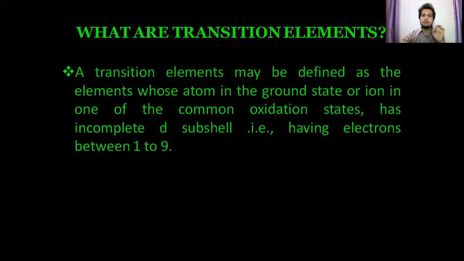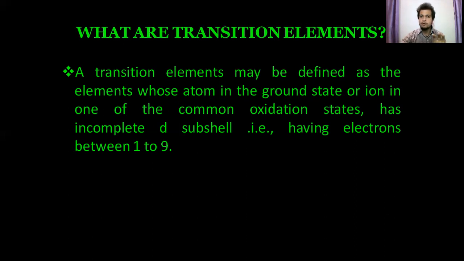A transition element is one whose element in the ground state, in the normal neutral state, or in one of its common ions, every element will have some common ion, has an incomplete d subshell. Incomplete d subshell means having 1 to 9 electrons, not 10. It must have electrons in the d orbital, no doubt, it is a D block element. But if it is fully filled, a D10 configuration in its neutral as well as in its common ionic state, common oxidation state, then such elements are not regarded as transition elements.